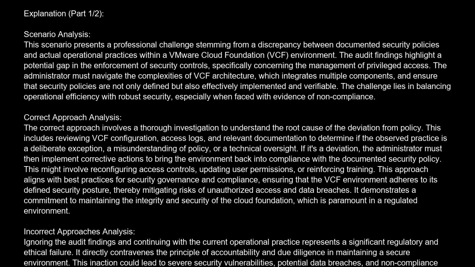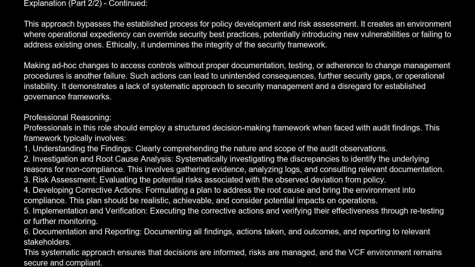Implementing a new policy that retroactively legitimizes the observed practice without a proper investigation or understanding of the risks is also professionally unacceptable. This approach bypasses the established process for policy development and risk assessment. It creates an environment where operational expediency can override security best practices, potentially introducing new vulnerabilities or failing to address existing ones. Ethically, it undermines the integrity of the security framework.